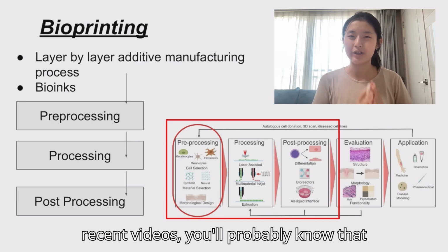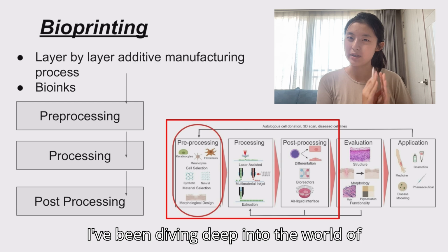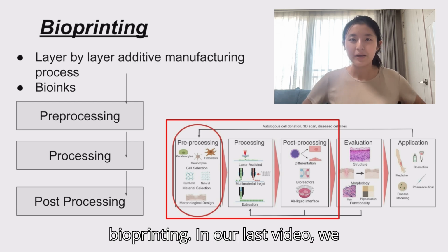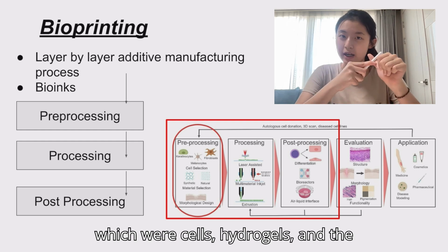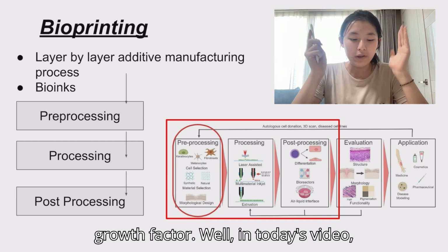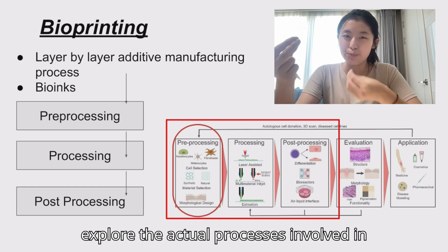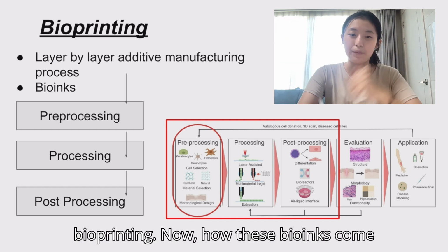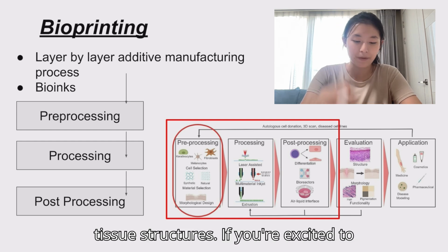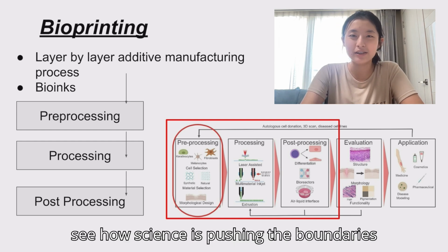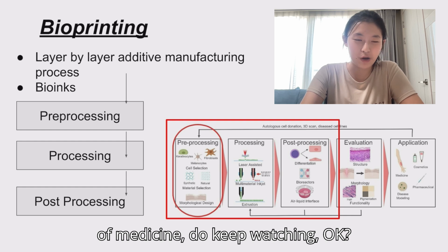Now, if you've been following my recent videos, you'll probably know that I've been diving deep into the world of bioprinting. In our last video, we covered the key components of bioink, which were cells, hydrogels, and the growth factor. Well, in today's video, we're going to take a step further and explore the actual processes involved in bioprinting, and how these bioinks come together in order to create functional tissue structures. If you're excited to see how science is pushing the boundaries of medicine, do keep watching.